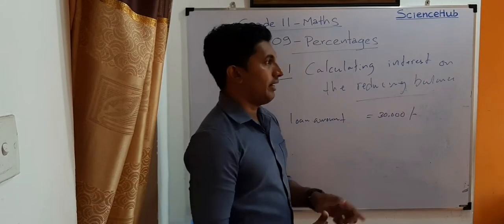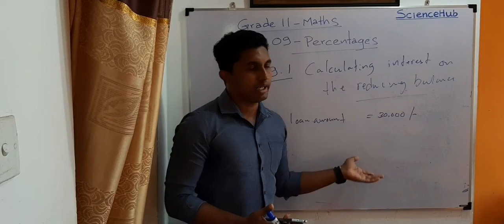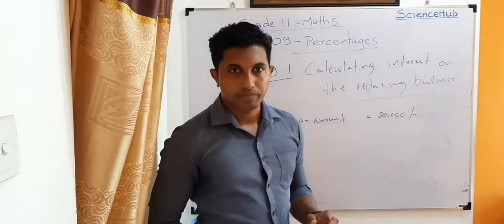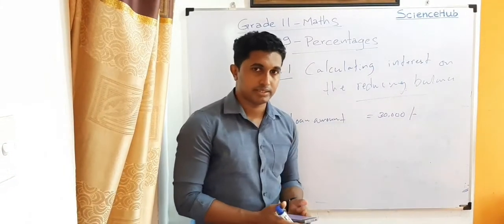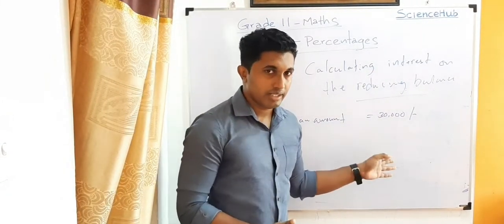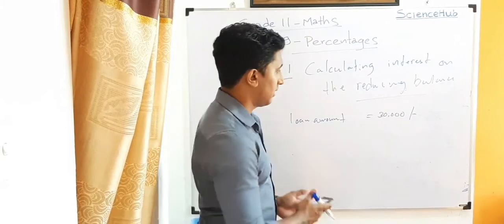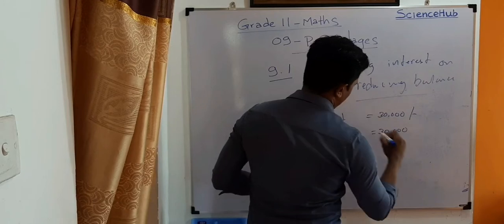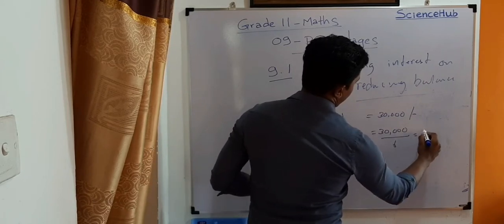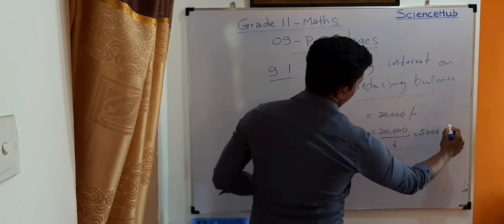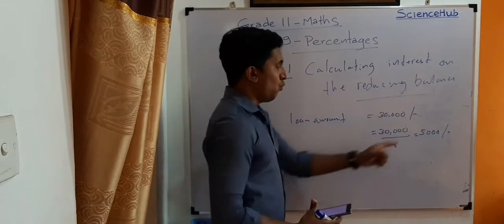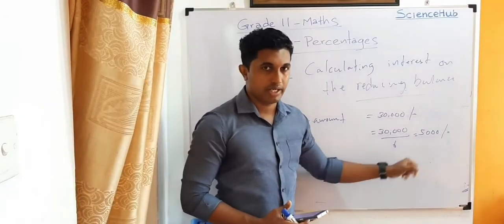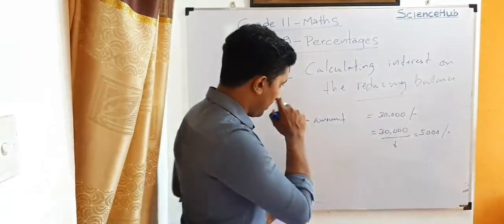Then assume it is an interest free loan, then what should be the price of the monthly installment? What should be the amount of the monthly installment if it's an interest free loan? You have to divide this 30,000 by 6, then it's 5,000 rupees without interest.